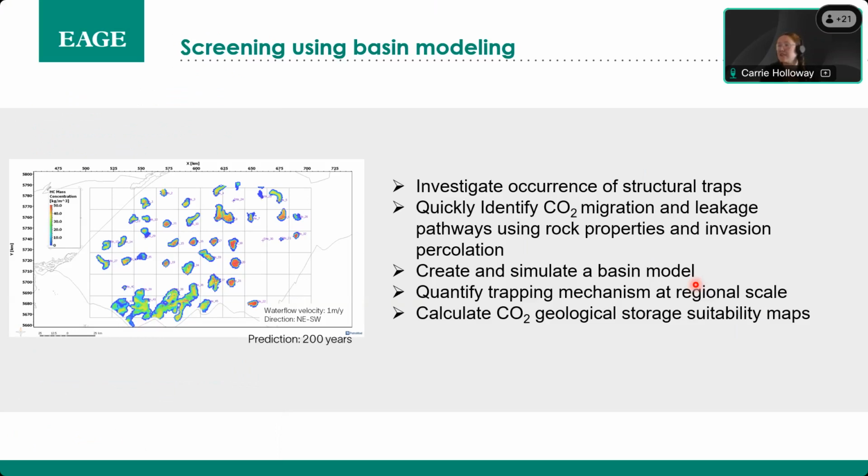Now we can also do screening using our 3D basin modeling. This is more investigating the occurrence of structural traps. This is quickly identifying the CO2 migration and leakage pathways using rock properties and the invasion percolation method. And we can create a 3D basin model and run quick simulations. We can also quantify the trapping mechanism at a regional scale and calculate the CO2 geological storage suitability maps, or the chance of success maps.